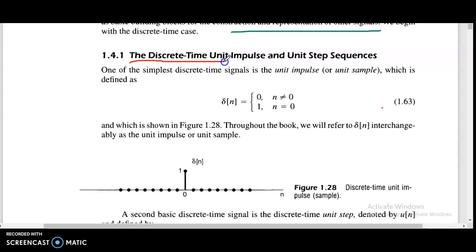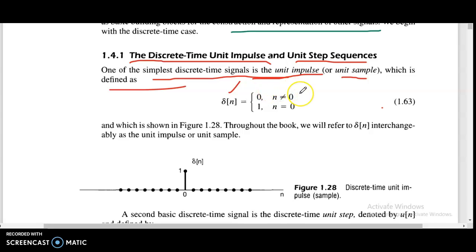Discrete time unit impulse and unit step sequences. One of the simplest discrete time signals is the unit impulse, or unit sample, which is defined as del of n equal to 0.